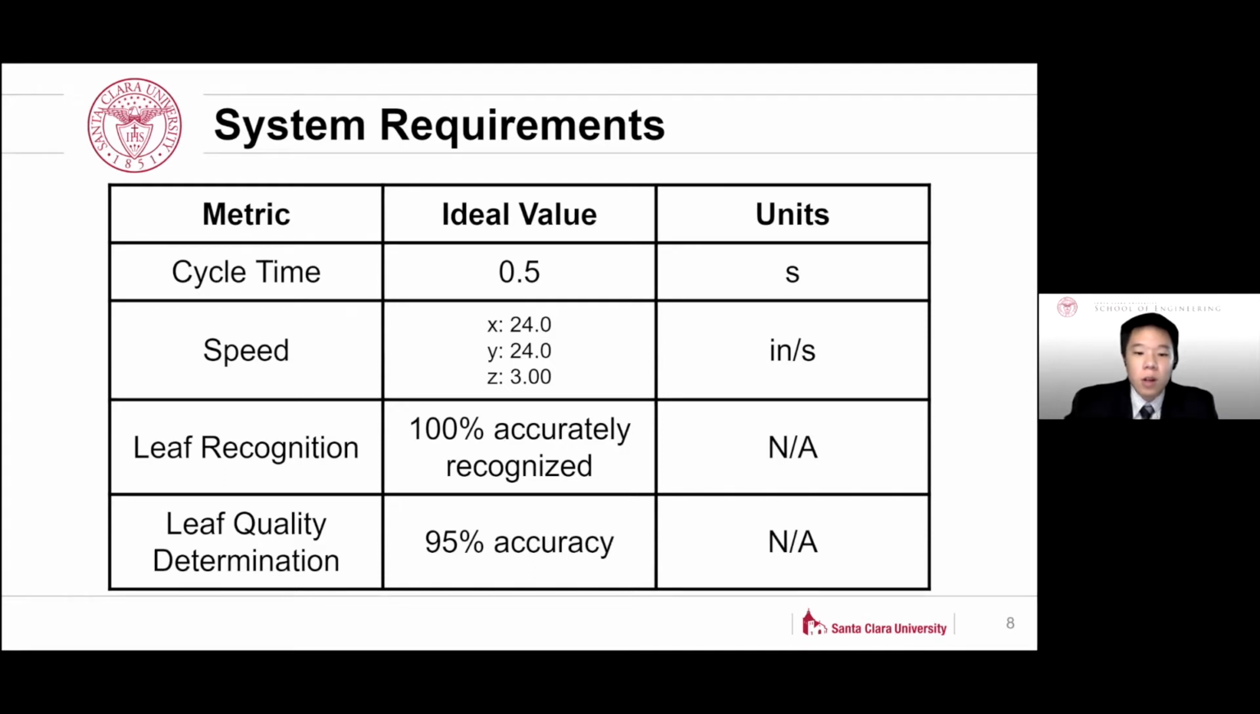After discussing with our client, we came up with 4 requirements that help guide us through the development. These requirements are ideal goals that we got from our client. The can conveyor travels around 1 to 2 cans per second, so our cycle time of the system should be around 1.5 seconds ideally. The speed of the robotic arm is also based on this time. We want a good leaf recognition accuracy to reduce food waste and the cost for our client. The leaf quality accuracy is required to ensure good food safety, and these are the ideal requirements that we are striving for.